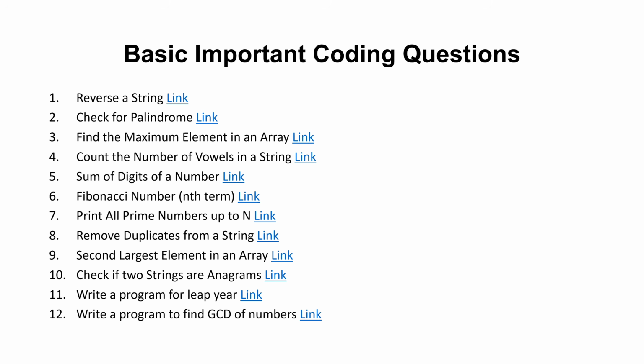Let's talk about some basic coding questions. These are the questions that almost every company asks, including TCS. The first question is reverse a string. This is a very simple question, and it tests your understanding of loops and string manipulation, called the two-pointer approach. Next is check for palindrome, like whether two strings are palindromes of each other or not, or whether numbers are palindromes or not. This is a very fundamental, basic question.